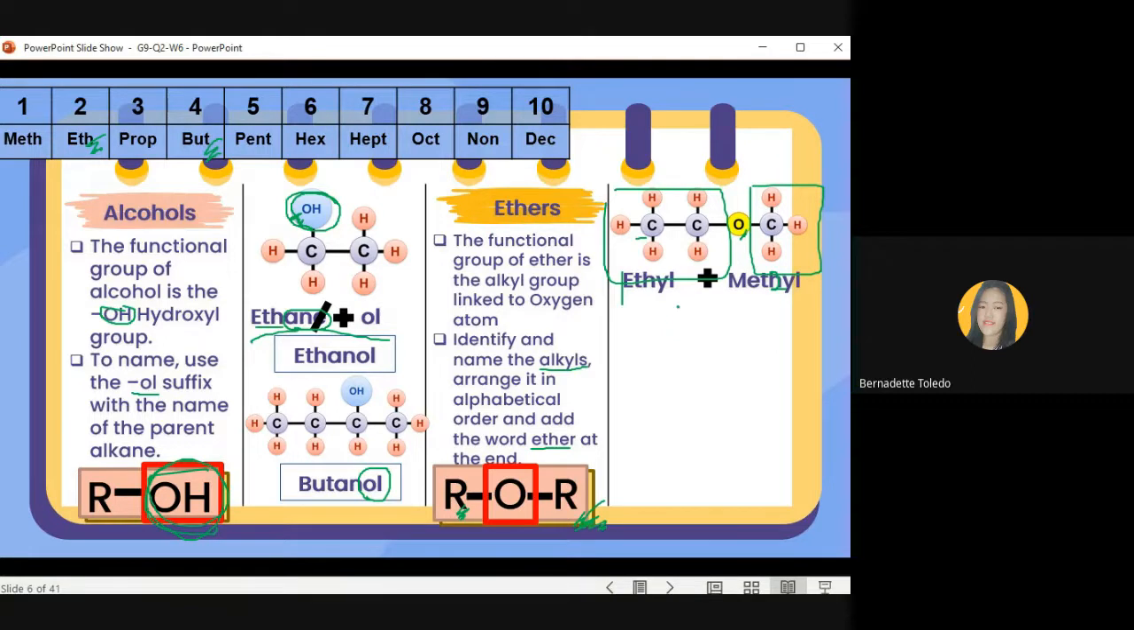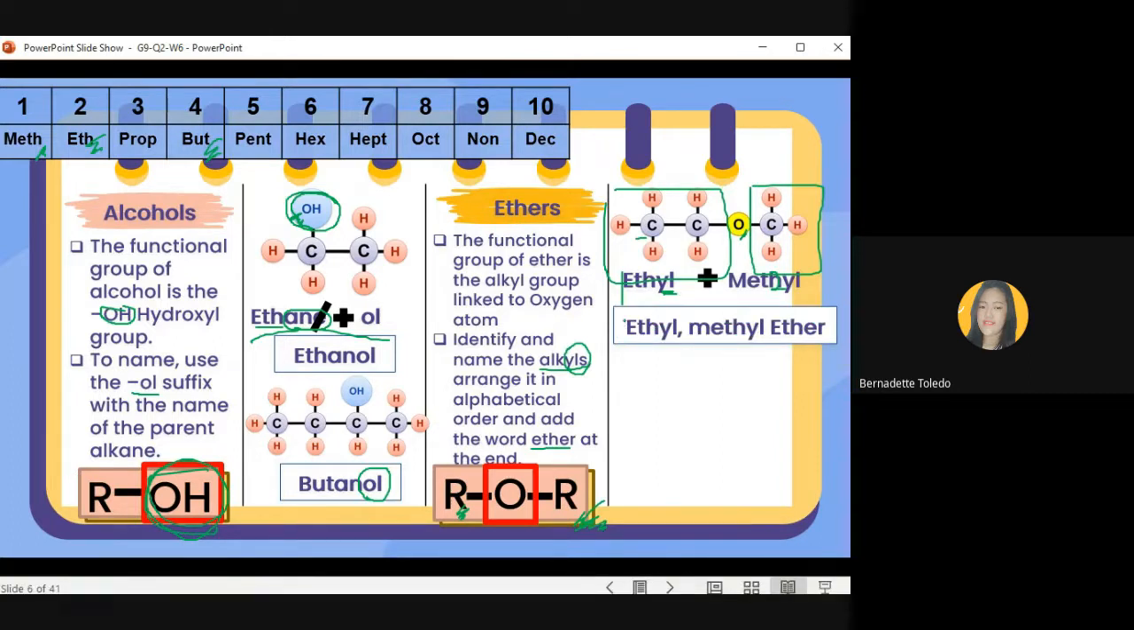Ethyl because we have two carbons and the prefix for two carbons is et. Then we will add YL dahil ito ay isang alkyl or branch chain. Kay methyl naman, we have one carbon, so we will use the prefix met and we will add YL because this is also a branch chain. Now we will just add the two and add the word ether at the end. So the name of this compound is ethyl methyl ether.